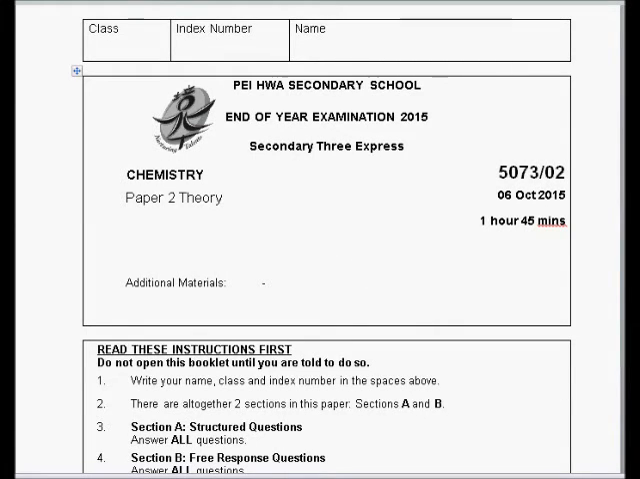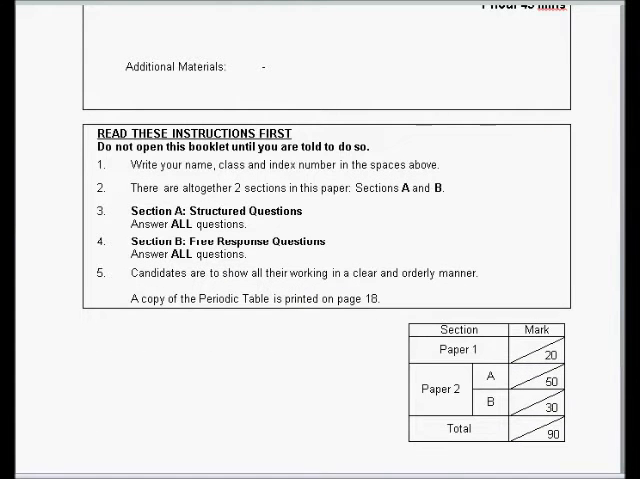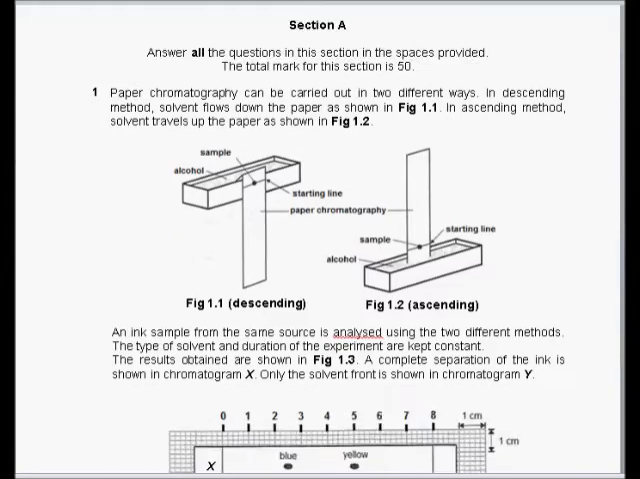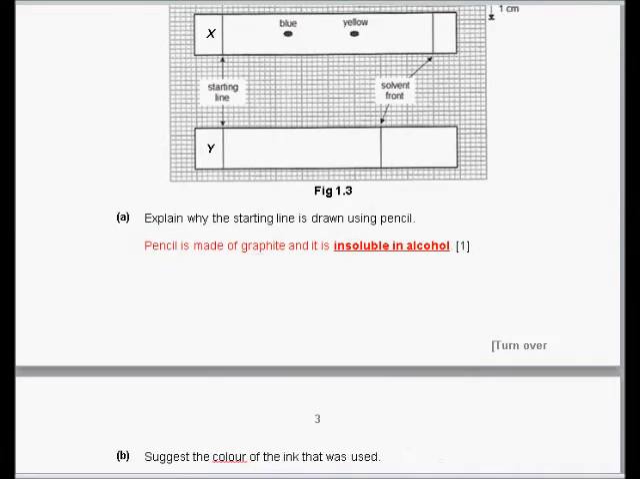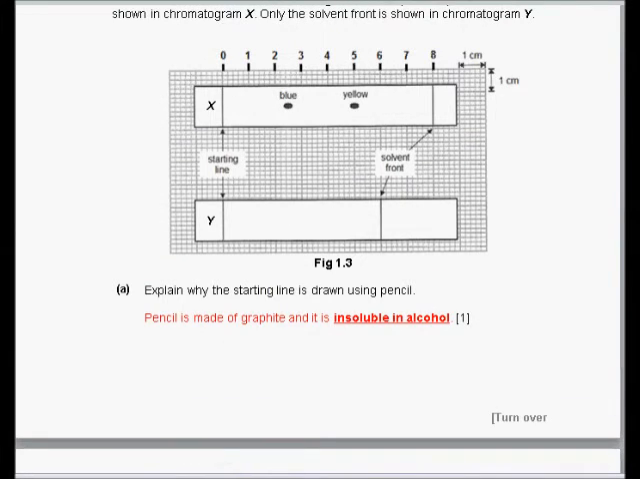Okay, this is the 2005 Sec 3 Express end of year paper. Okay, the first question is on chromatography. So 1A, explain why the starting line is drawn using pencil.